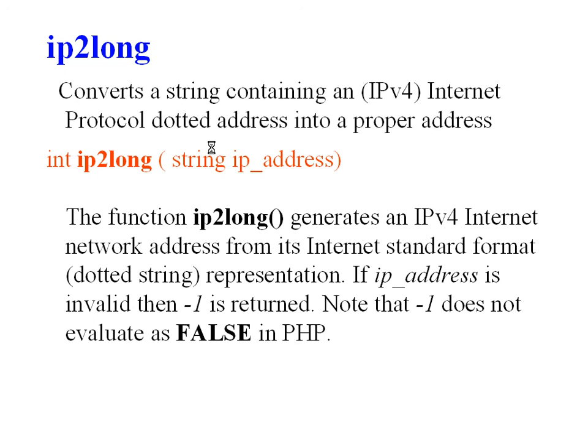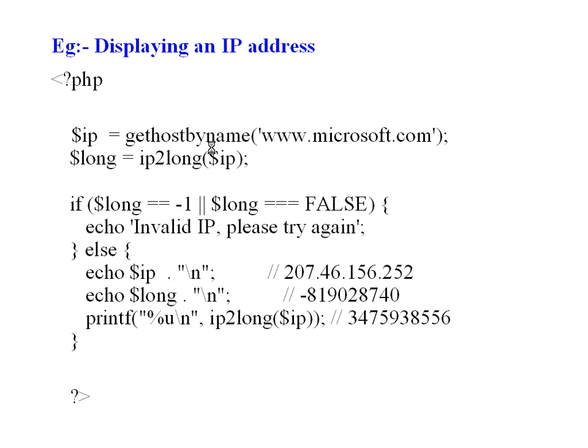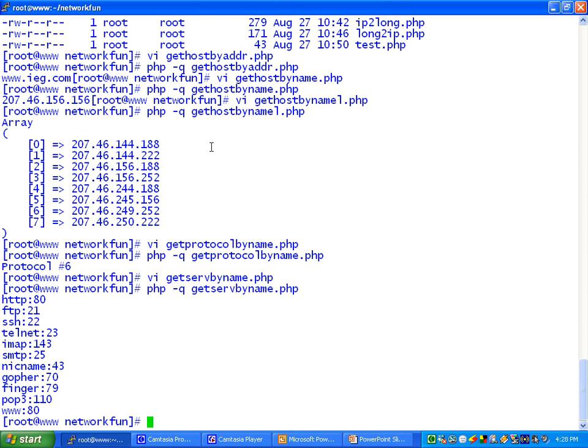Next function is ip2long. It converts a string containing an IPv4 Internet Protocol dotted address into a proper address. This function accepts an IP address and returns the long equivalent value of the IP address. If it does not represent anything, it returns a negative value, negative 1. We can demonstrate this one as follows.